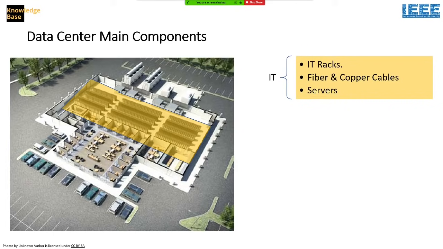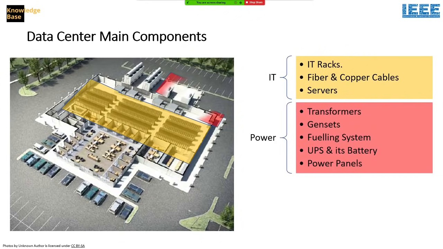Now, when you have IT equipment, you need to power it. So the other main component is the power, where you will have the transformers, the power panels, the UPSs, the fueling system for the powering system, and the generators. So this is another main component or system of a data center.